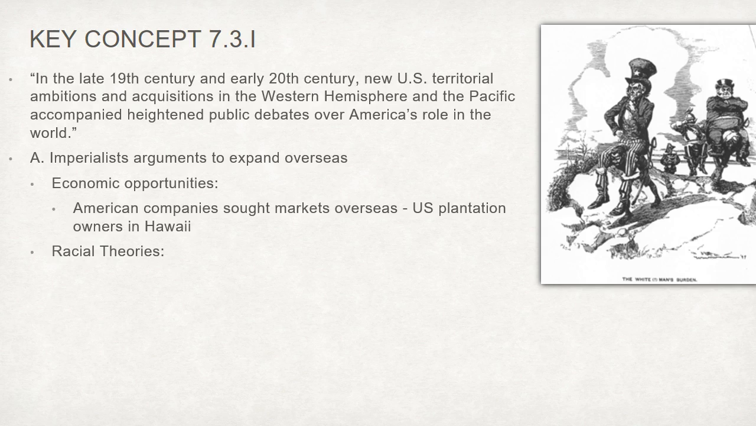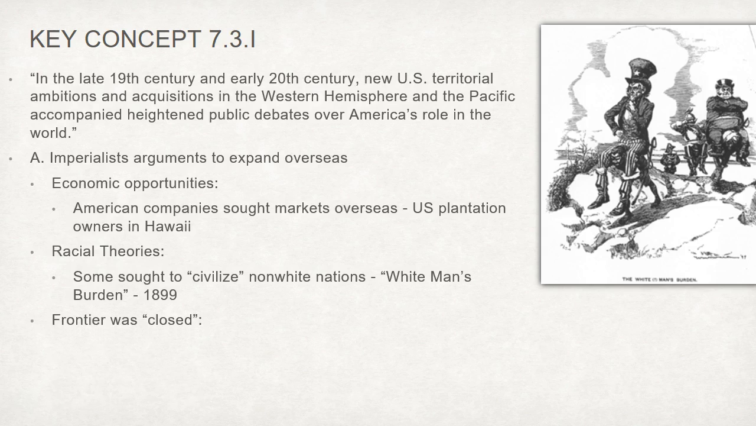Imperialists are also making racial arguments, racial theories. This is the time period of social Darwinism and scientific racism. And so the argument here, which you all are probably familiar with through Rudyard Kipling's poem, The White Man's Burden, is that it's the duty of these white Christian European nations to go out and civilize the rest of the world. Imperialists are making that argument all throughout the 1890s.